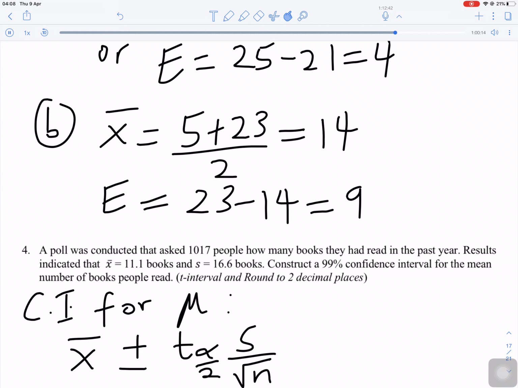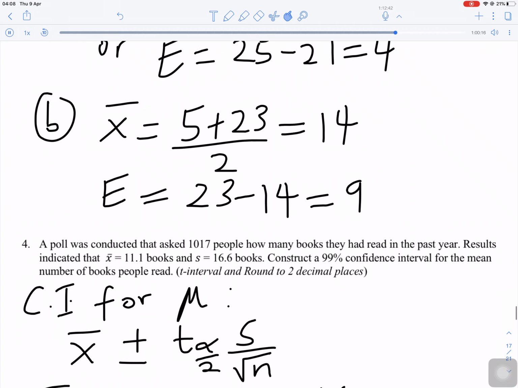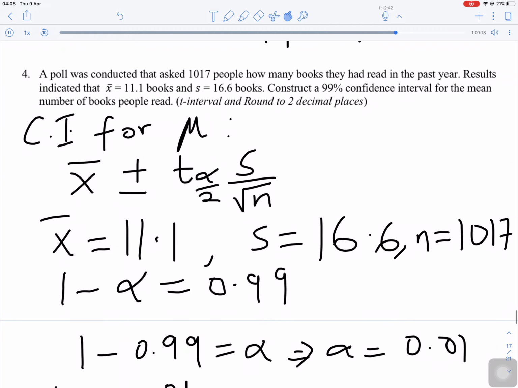All right. So now to a more complete question. Okay, that takes us through the process of finding the confidence interval. So it says a poll was conducted that asked 1,017 people how many books they had read in the past year.